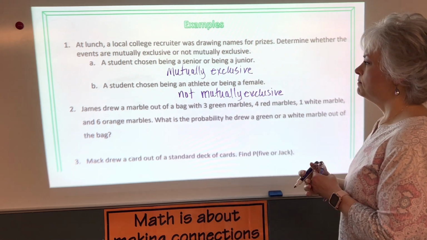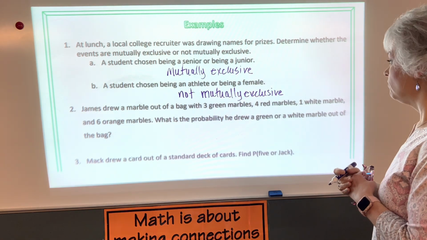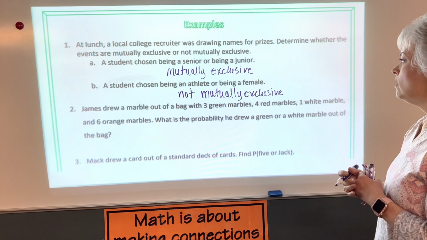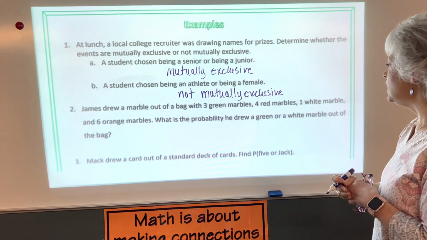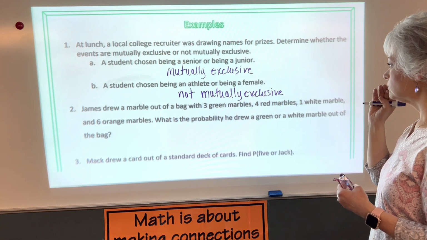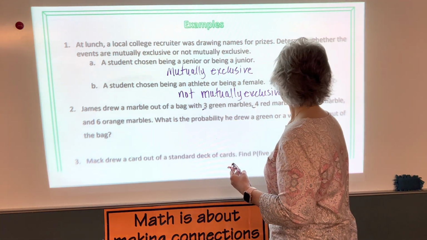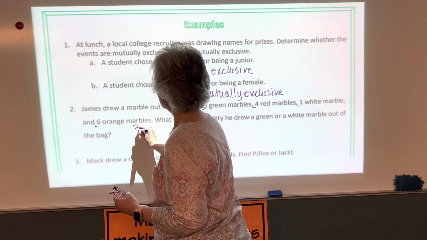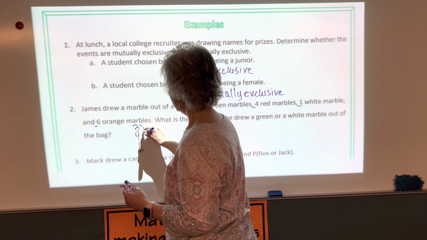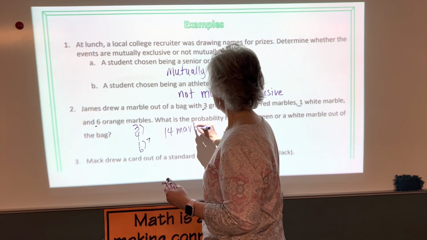All right, so number 2. James drew a marble out of a bag with 3 green marbles, 4 red marbles, 1 white marble, and 6 orange marbles. What is the probability he drew a green or a white marble out of the bag? First of all, how many total marbles are there? So we have 3, 4, 1, and 6. 7 and 7, so there are 14 marbles.